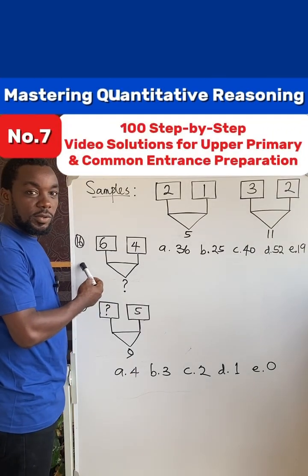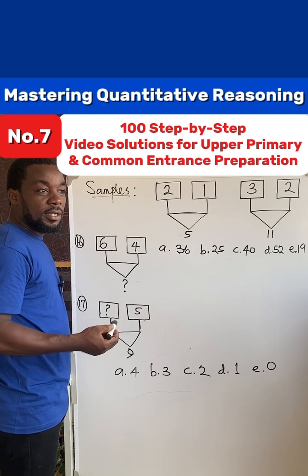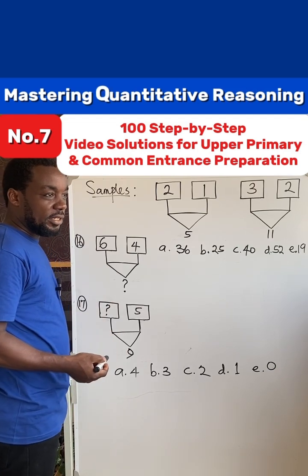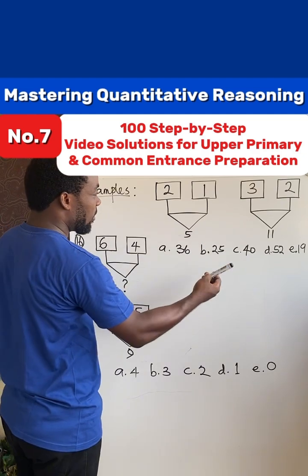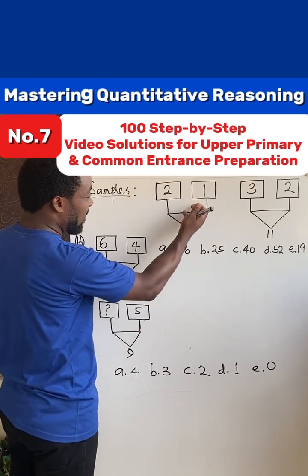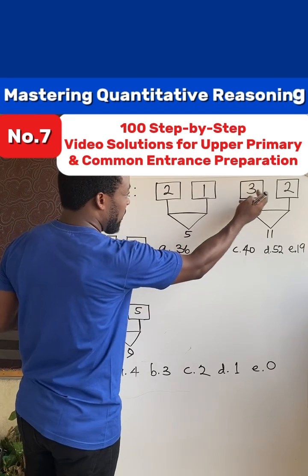Let's crack these questions 16 and 17 of our Quantitative Reasoning Digest series. Now, we have two samples, and let's look at the numbers and see how they relate. We have 2, 1, and 5. I have 3, 2, and 11.